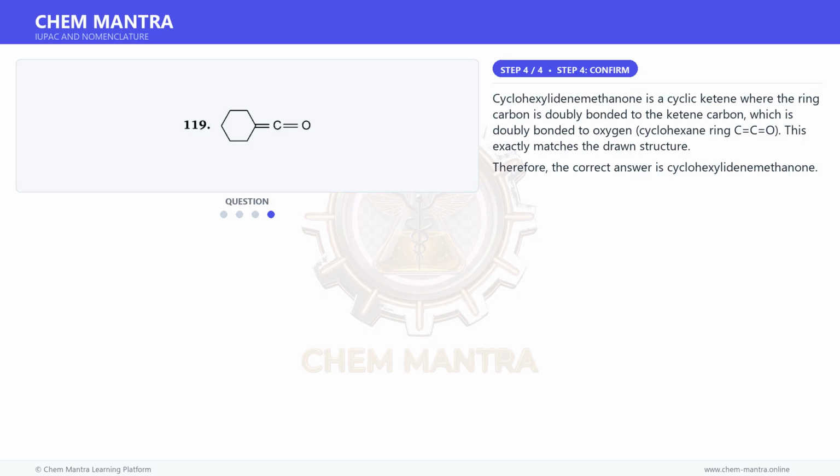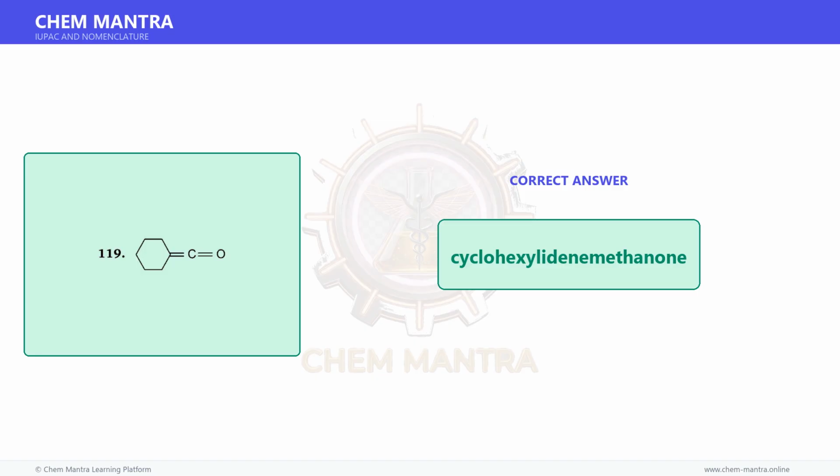Cyclohexylidenemethanone is a cyclic ketene where the ring carbon is doubly bonded to the ketene carbon, which is doubly bonded to oxygen. Cyclohexane ring C=C=O. This exactly matches the drawn structure. Therefore, the correct answer is cyclohexylidenemethanone. The correct answer is shown on screen.